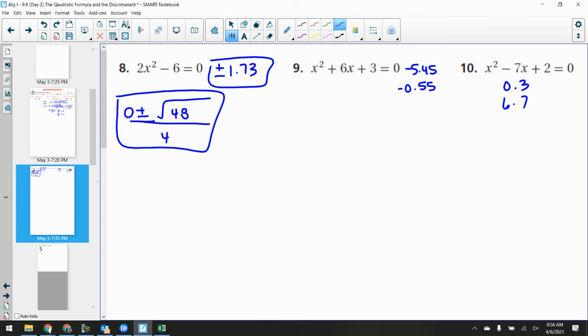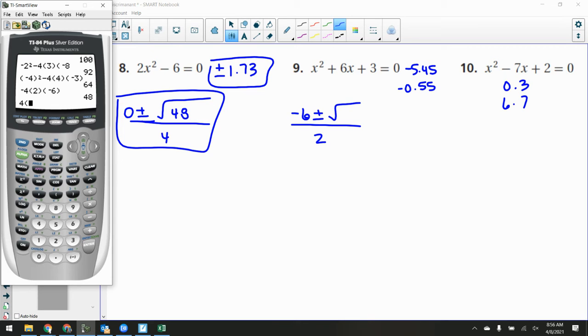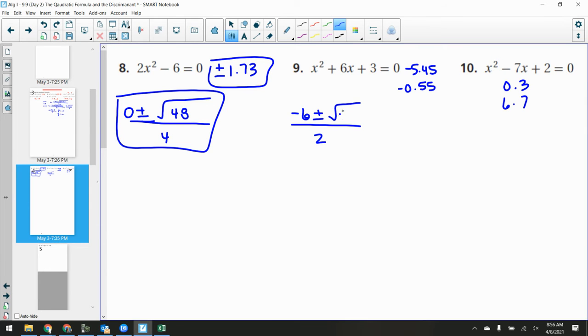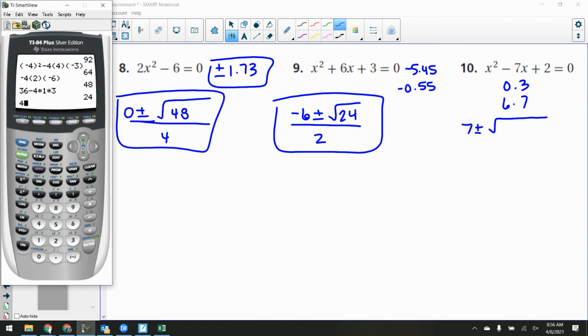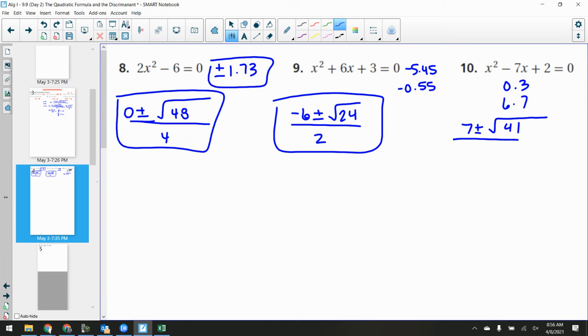For number 9, this would have been negative 6 plus or minus the square root of 36 minus 4 times 1 times 3, 24 over 2. That's the radical answer. And number 10 should have been 7 plus or minus the square root of 49 minus 4 times 1 times 2, 41 over 2. I'm less concerned if you got those wrong, because we're going to do a couple of examples of that today before we get into the second day. Okay? Any questions there?